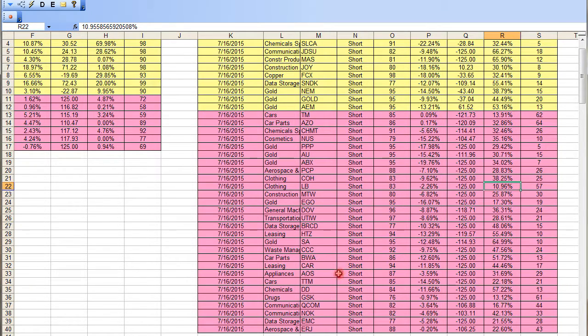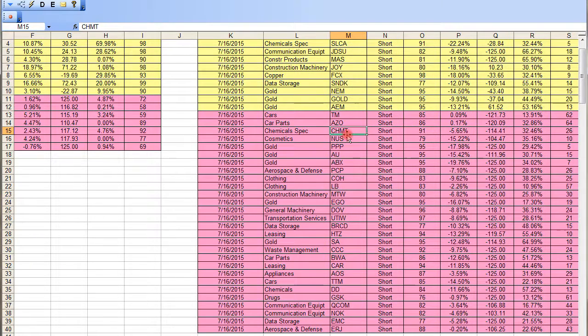For example, I can go through that. Toyota Motors, I am not interested because it's a Japanese company. You can have gaps overnight. But AutoZone, I will take note of that. CHMT, which is a chemical specialty, could be interesting. Gold, I'm not interested. LB could be interesting. Coach could be interesting in the clothing. Yeah, why not? And you see, I will go through these stocks that I find interesting, and then I would run the breakout calculator on these stocks.